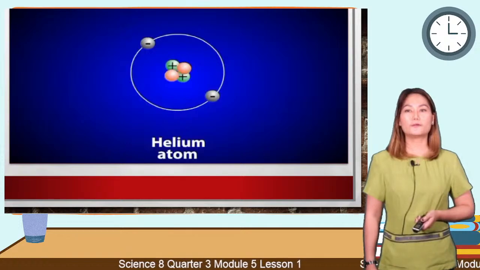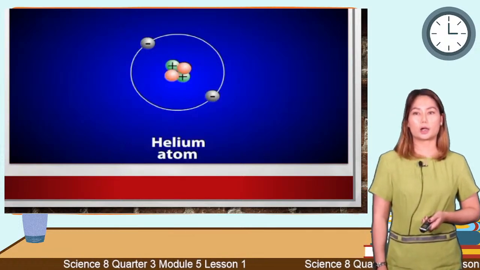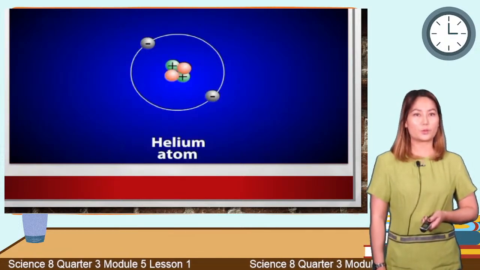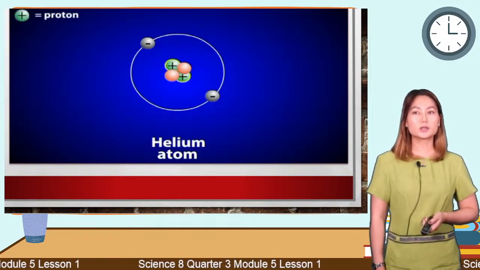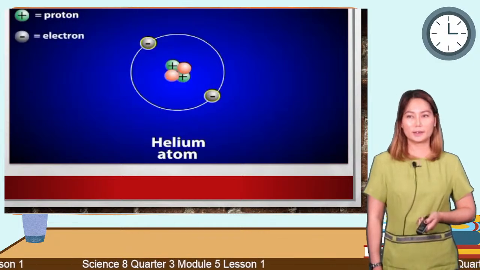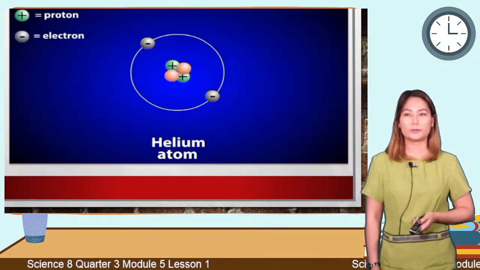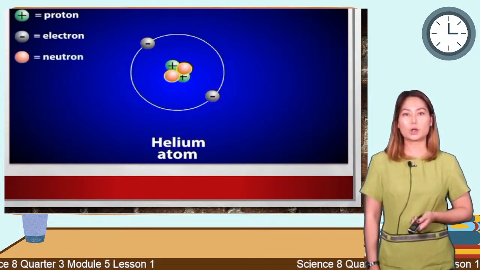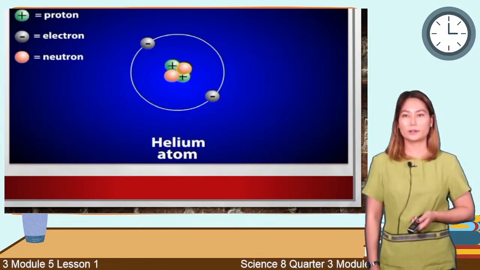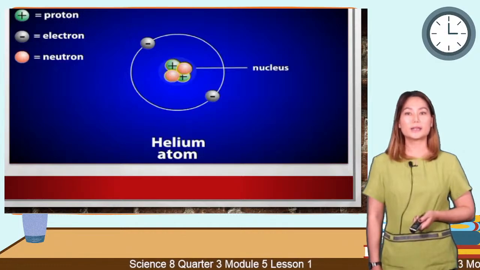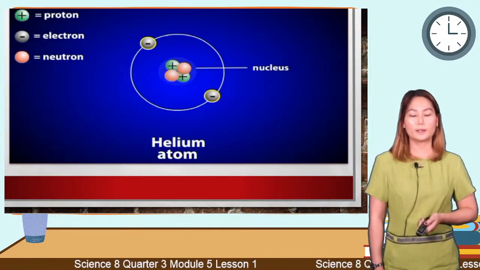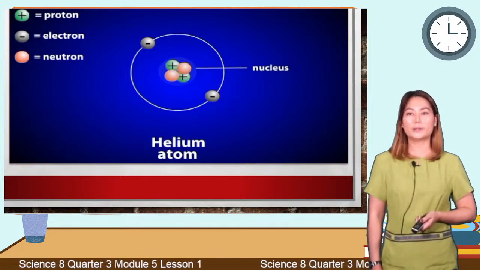Atoms are the fundamental units of matter. They are made up of 3 subatomic particles: the protons, which are positively charged, electrons, which are negatively charged, and neutrons, which have no charge. The protons and neutrons are located in the nucleus at the center of an atom, but the electrons orbit the nucleus.